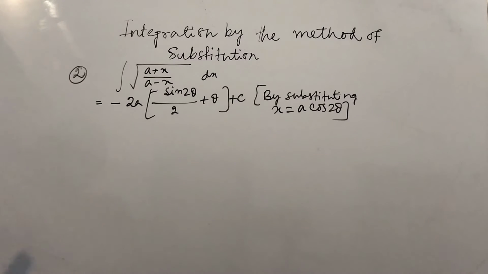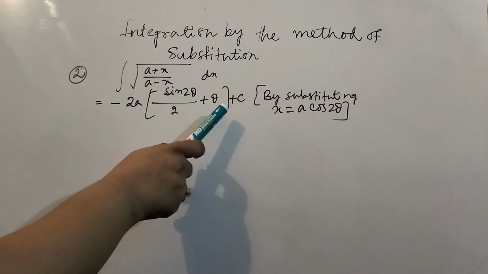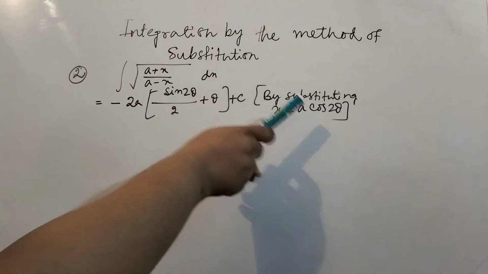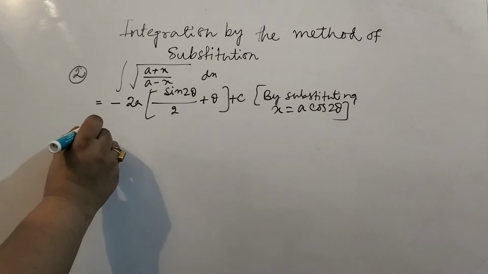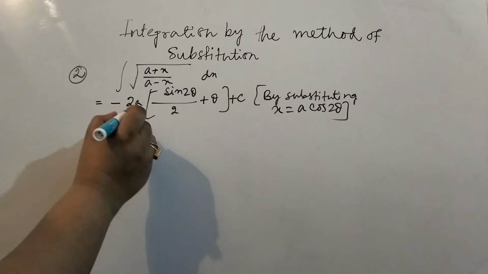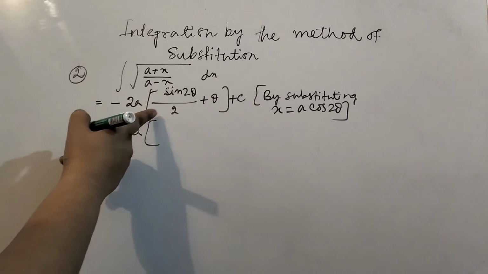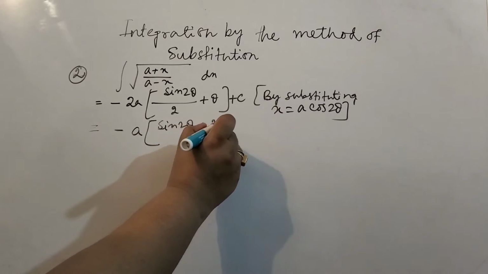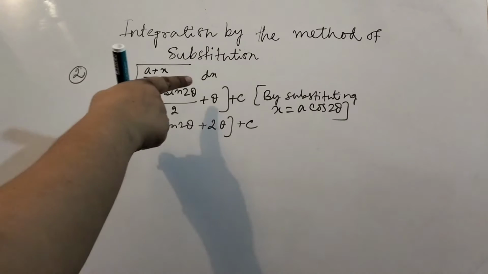So we have found that integration root over (a plus x) by (a minus x) dx is equal to minus 2a within bracket (sine 2 theta by 2 plus theta) plus constant of integration as usual by substituting x equals to a cos 2 theta, right? Now look students, this can be written as minus a. We are multiplying this 2 inside the bracket with the terms inside the bracket. So this will give us sine 2 theta plus 2 theta, right? Plus c.